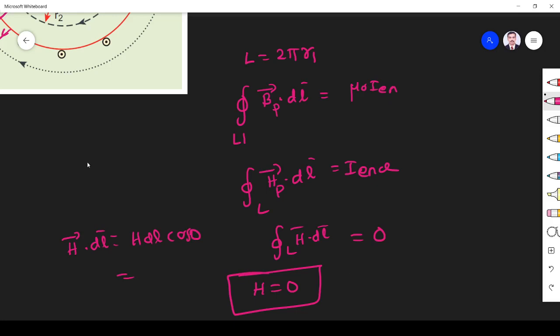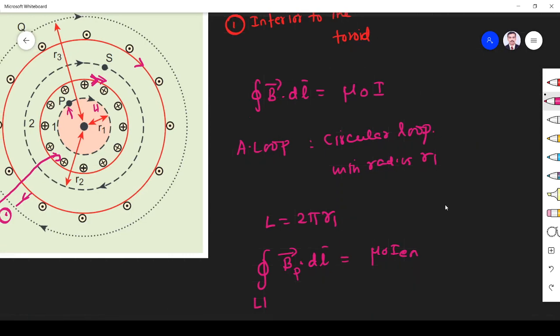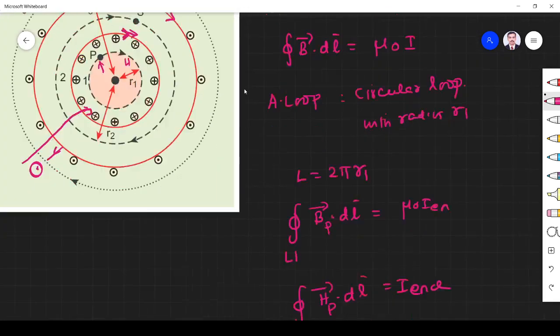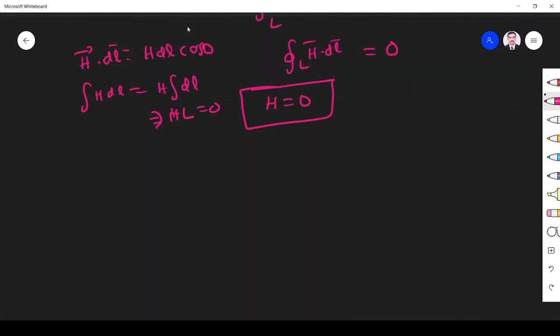Integral dl is nothing but total L, that is 2 pi R1. So otherwise I write this H dl is equal to H into integral dl, that is equal to HL. So HL is equal to 0 means H is equal to 0. So the magnetic field at the interior of the toroid is 0. All through here the magnetic field is 0. Next we find the magnetic field at the outer space.